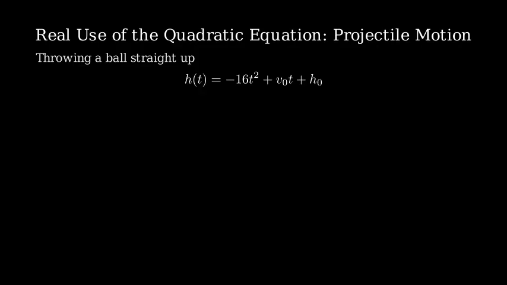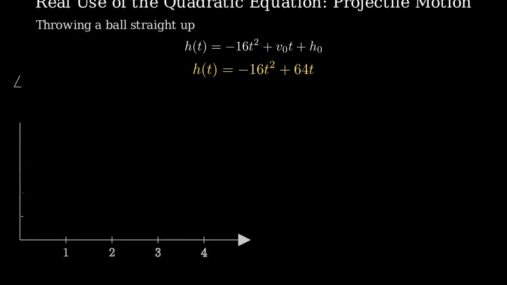squared + v naught t + h naught. Here -16 comes from gravity when we use feet and seconds. If we throw the ball from the ground, h naught is 0. If the initial upward speed is 64 feet per second, then the model becomes h(t) = -16t squared + 64t. Let's visualize this.